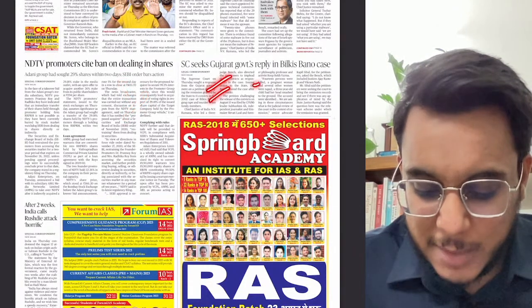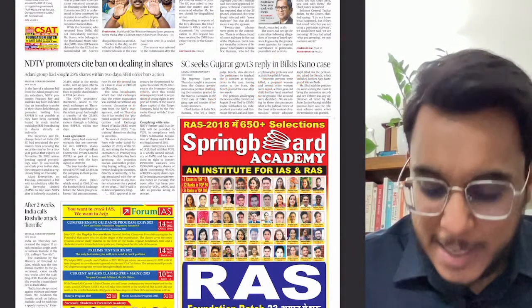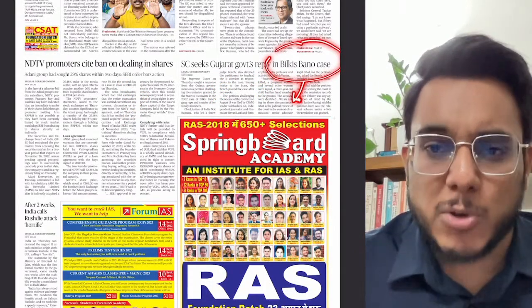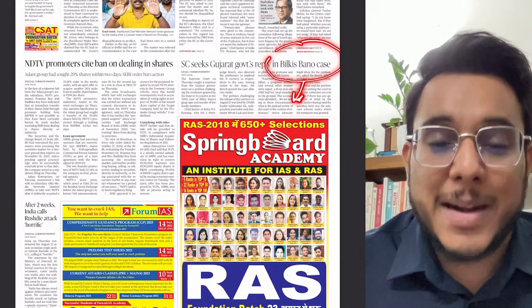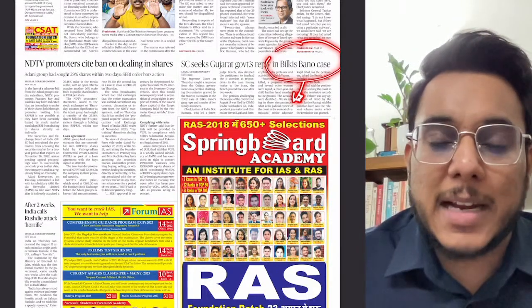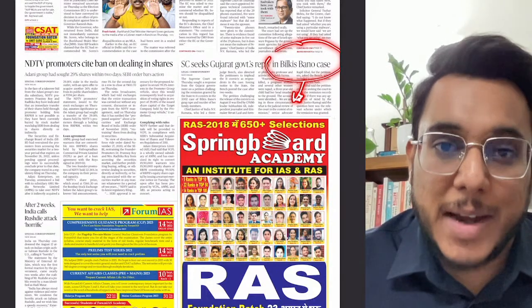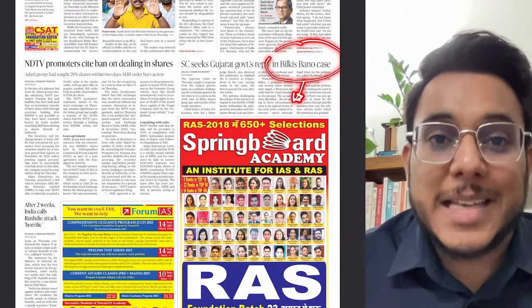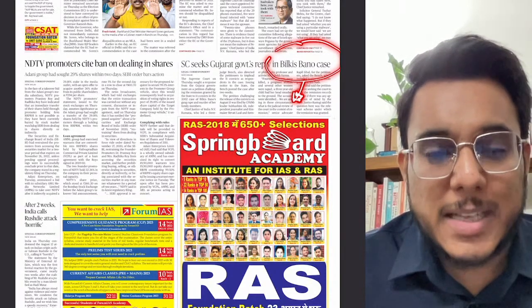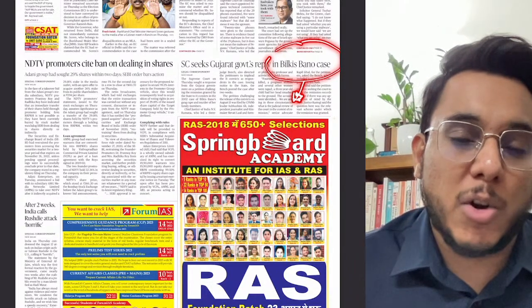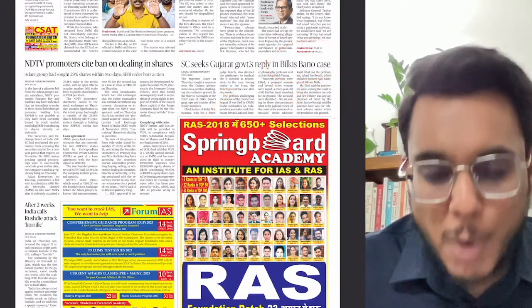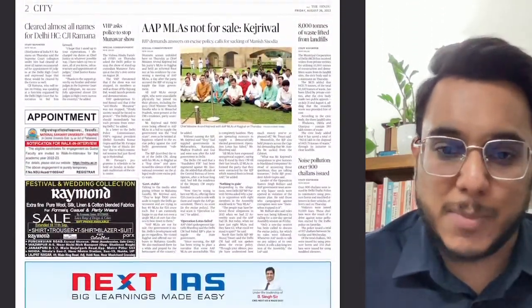Supreme Court seeks Gujarat government's reply in the Bilkis Banu case. So guys, this Bilkis Banu case we have discussed just a few days back, and there was an editorial also. In the Bilkis Banu case, a few people were convicted because they had committed murder as well as rape. Now these people have been released from jail after 15 years. So a question is coming whether this remission is justified or not. So again, a petition has been filed in the Supreme Court and that matter is going on. However, with respect to the exam, there is no substance in this article.